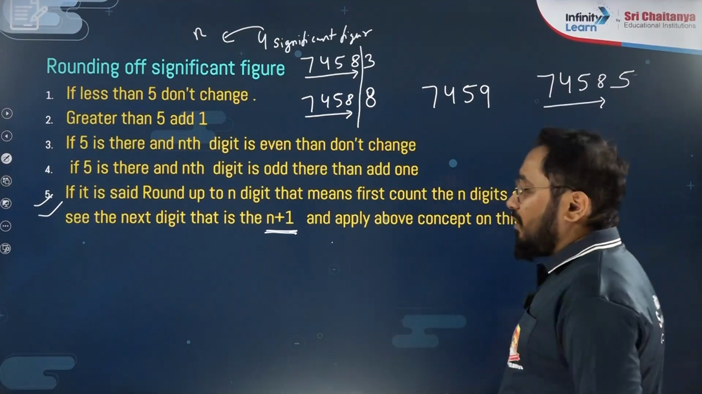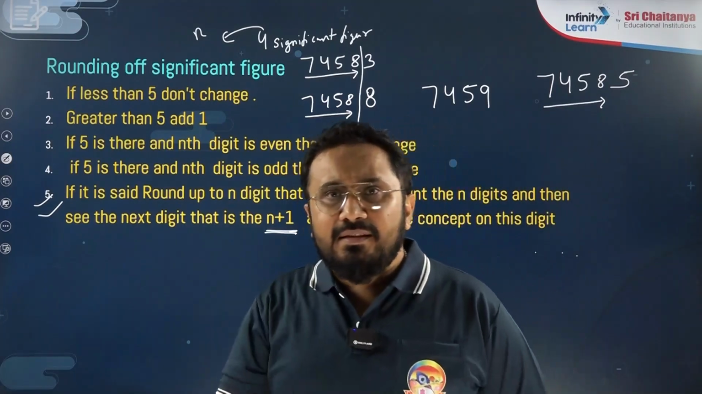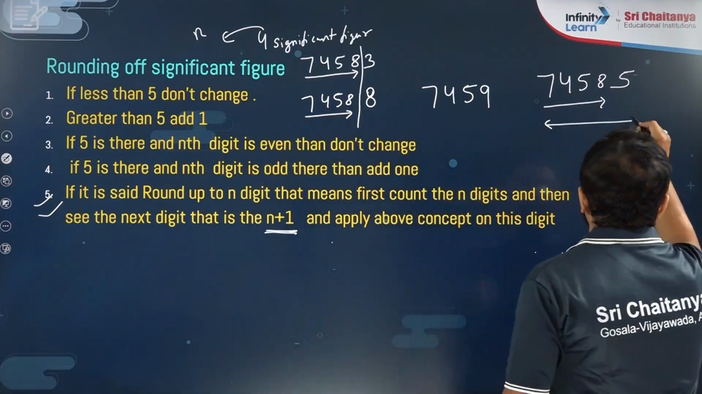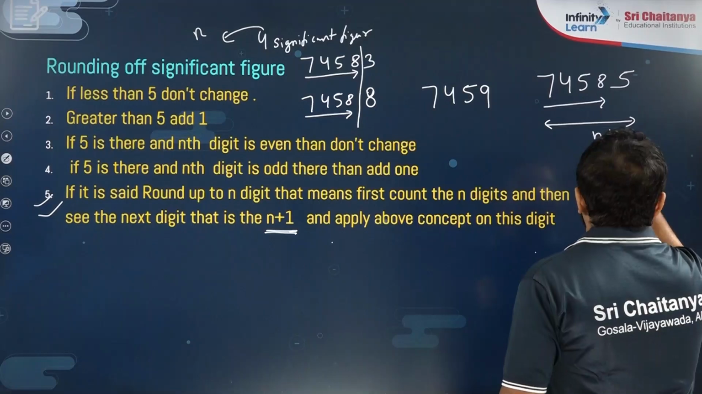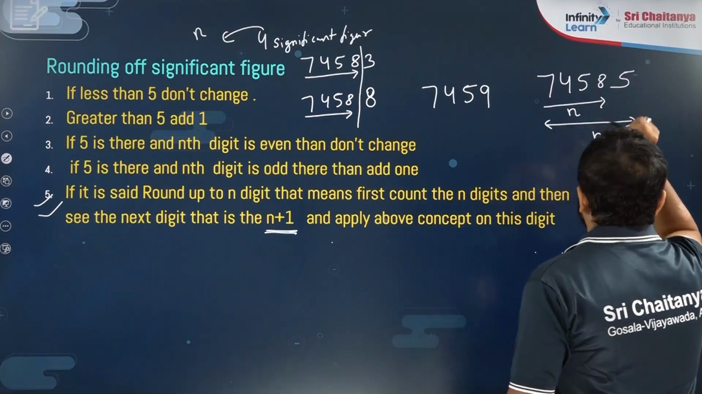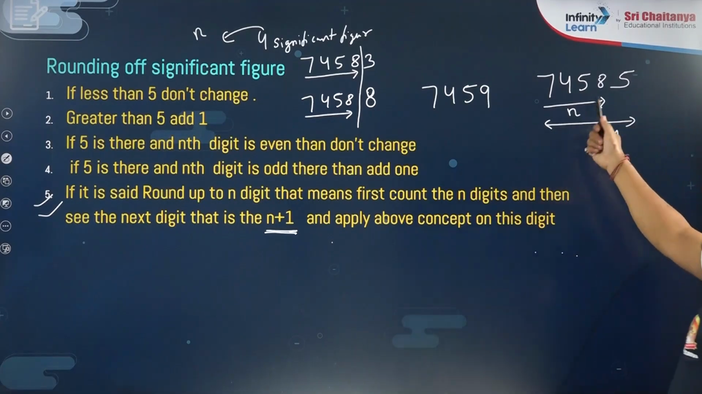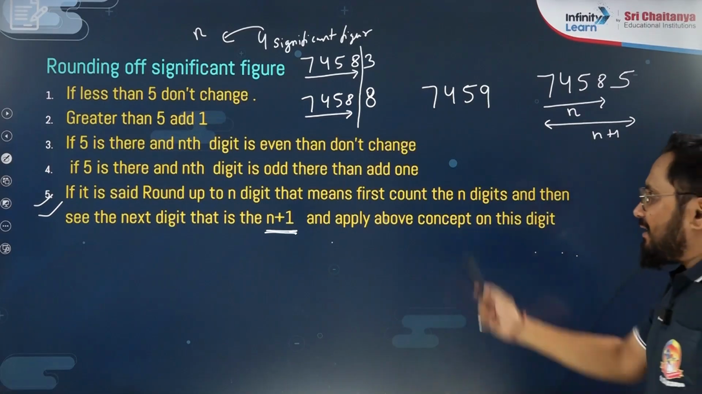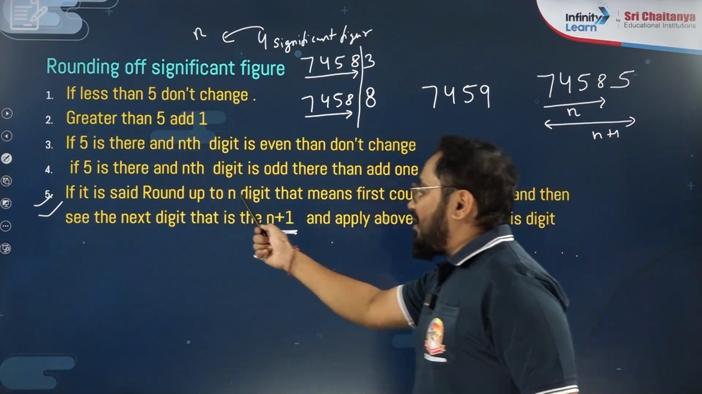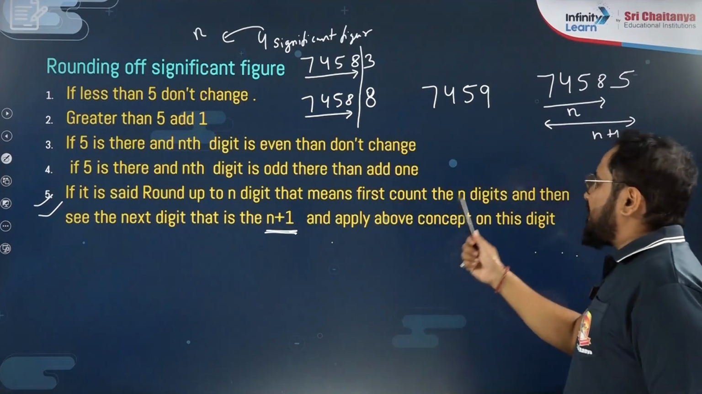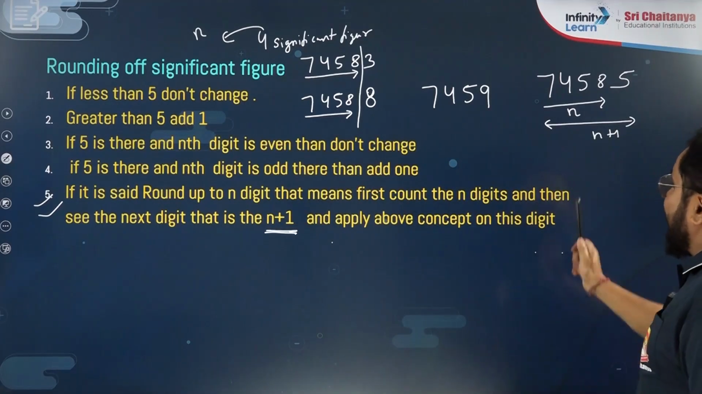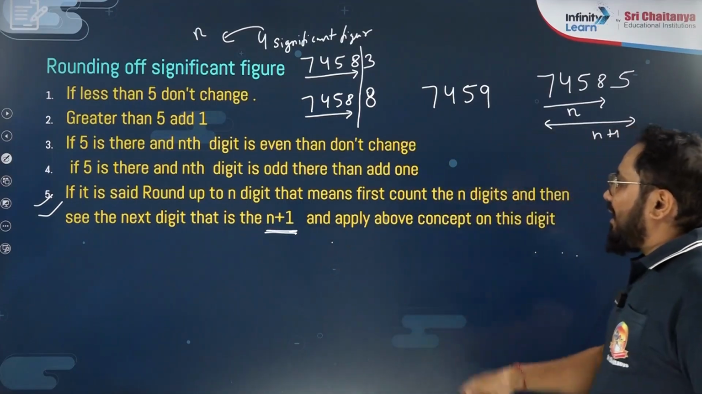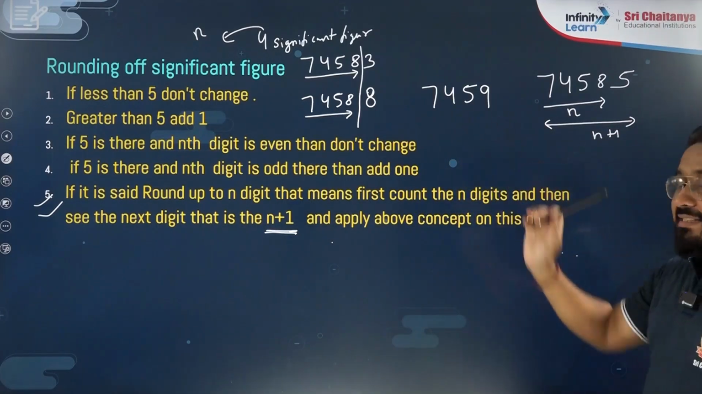Now this is 5. What to do? Sir, 5 is there. So now check. This is n plus 1, and this is n. These are the n digits, and this is the n plus 1th digit. That is what is written in the last line. If it is said round up to n digits, that means first count the n digits and then see the next digit, that is n plus 1, and apply all the above concepts.